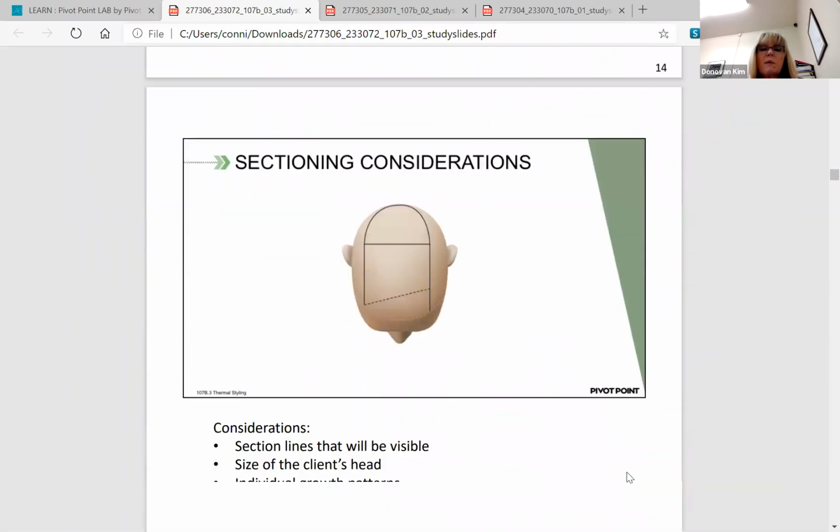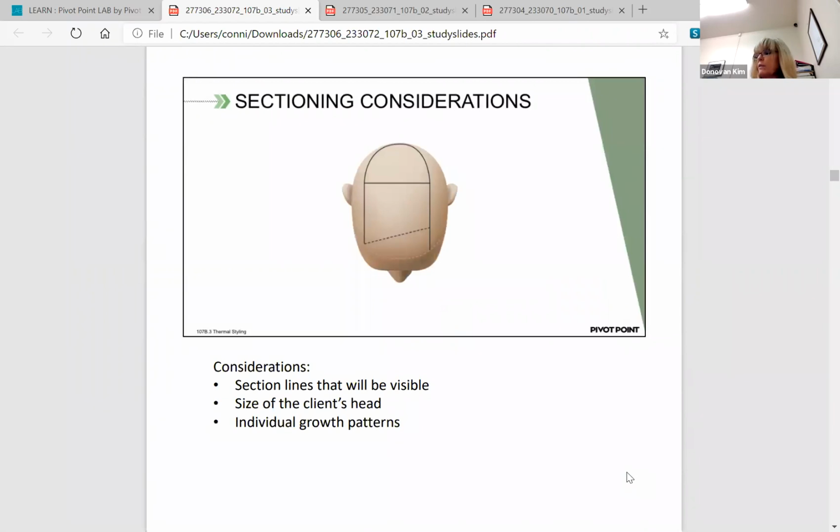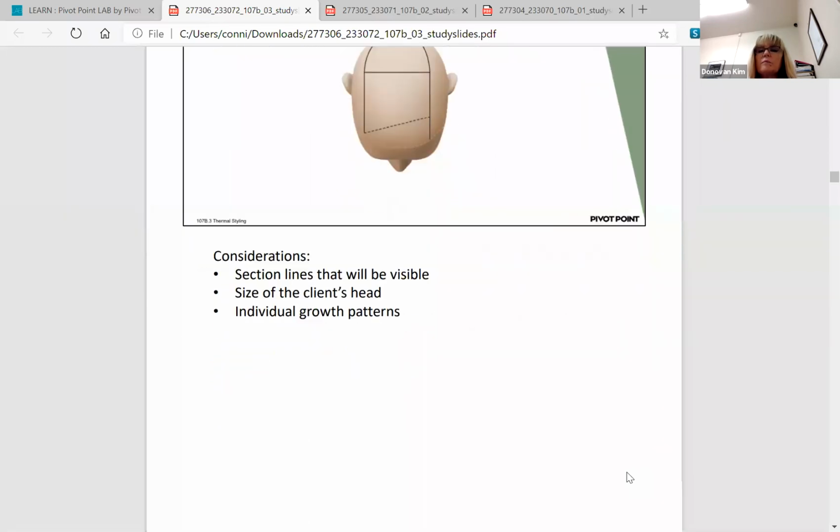So some of the things we want to consider: what's going to be visible? What are they going to see? Which direction does the hair grow naturally? What's the size of the client's head? Because if someone has a cowlick and it pushes their hair over to the right side, and they're like, no, I want my hair to go to the left, good luck. Because you may be fighting with that hair for a while.